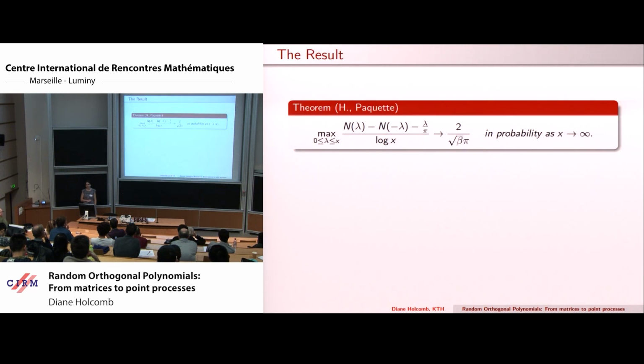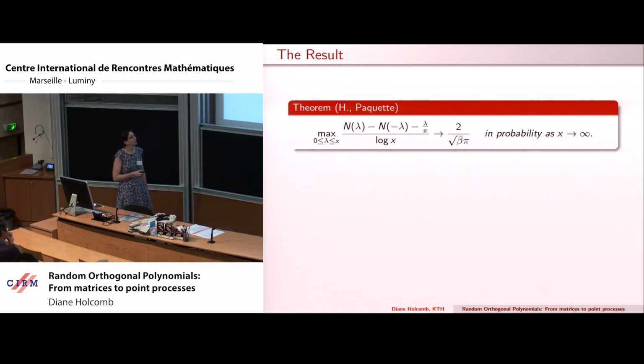And we did basically the first step of it. So if you take the number of points in minus lambda to lambda and you center it and you divide by log x and you look at the maximum over all lambda between 0 and x, this converges to 2 over the square root of beta times pi in probability as x goes to infinity.